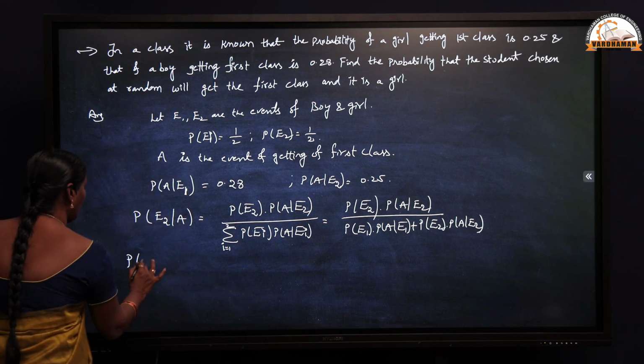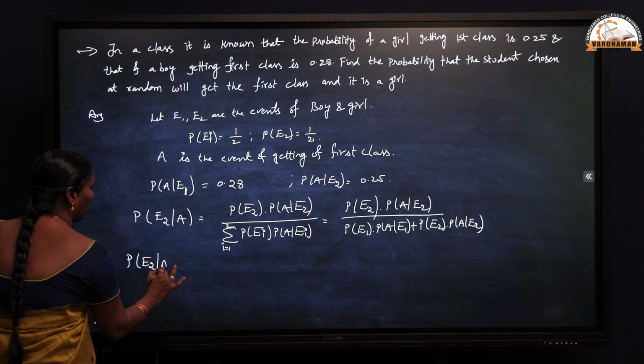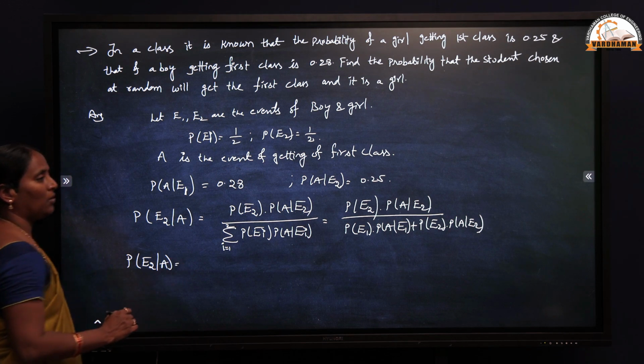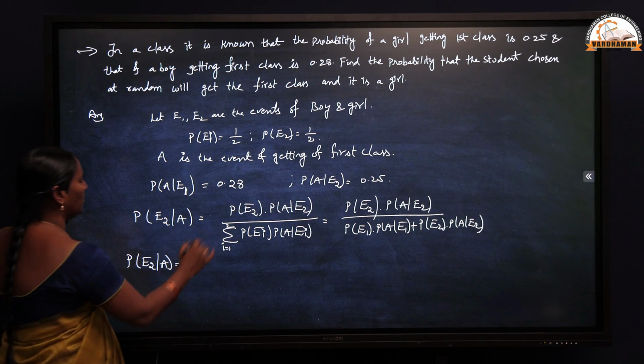This is what we are going to find out. So now we are going to find out P of E2 given A. What is P of E2 given A? What is P of E2 here?